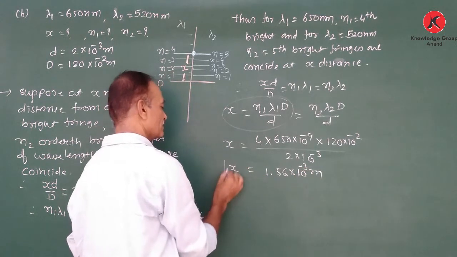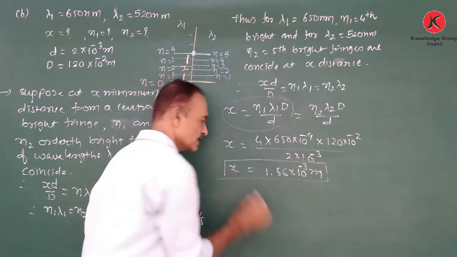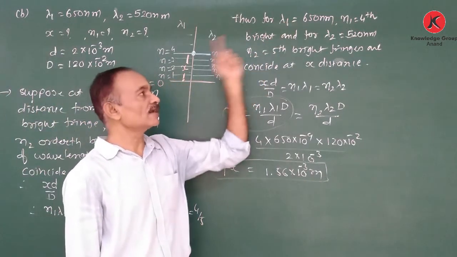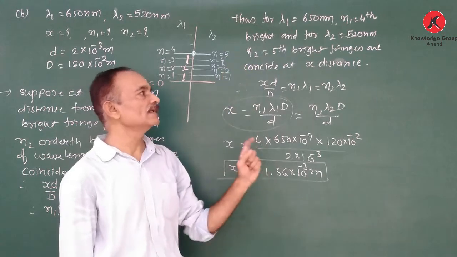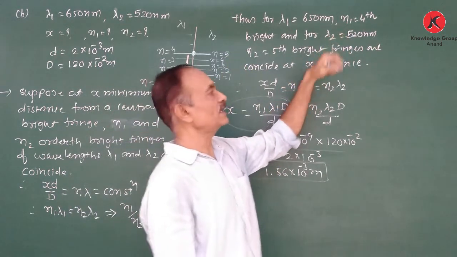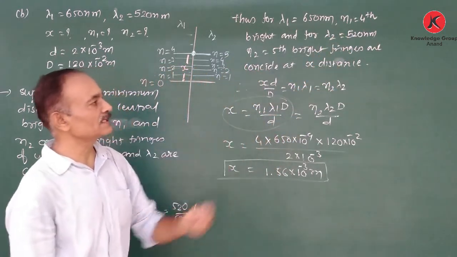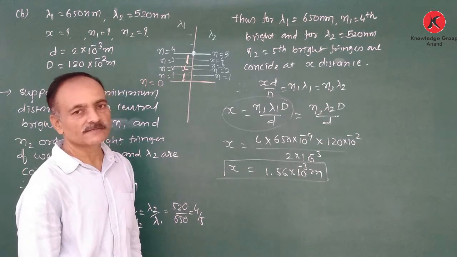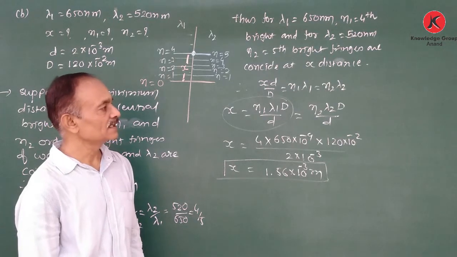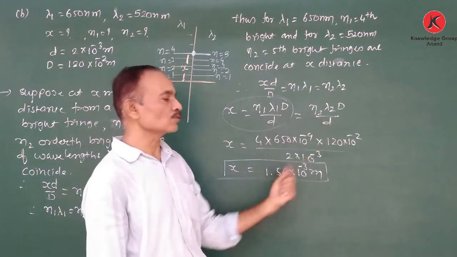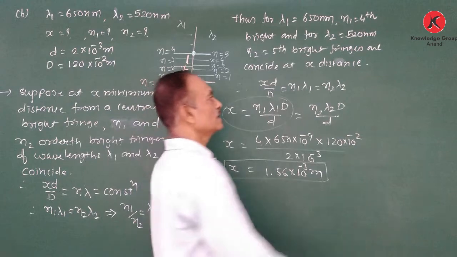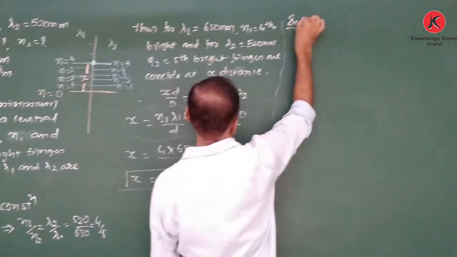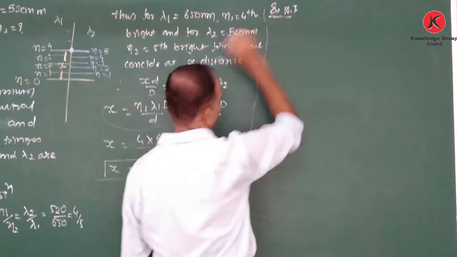So at this minimum distance, both bright fringes coincide: that means for wavelength lambda 1, 650 nanometer, the fourth bright fringe, and for lambda 2, 520 nanometer, the fifth bright fringe, coincide at this distance from the central bright fringe. Clear this? If you use this equation, you also get the same answer. Now next is example 10.7 of the exercise.